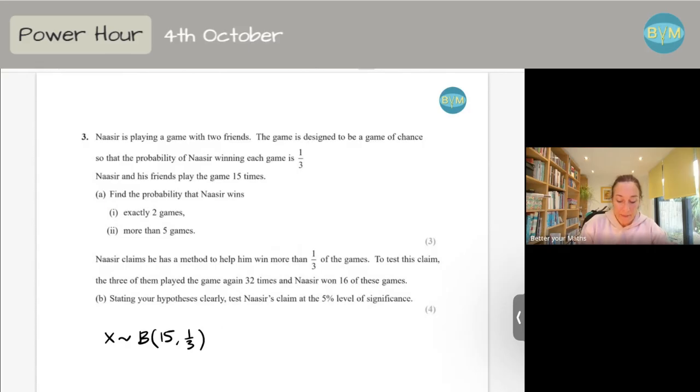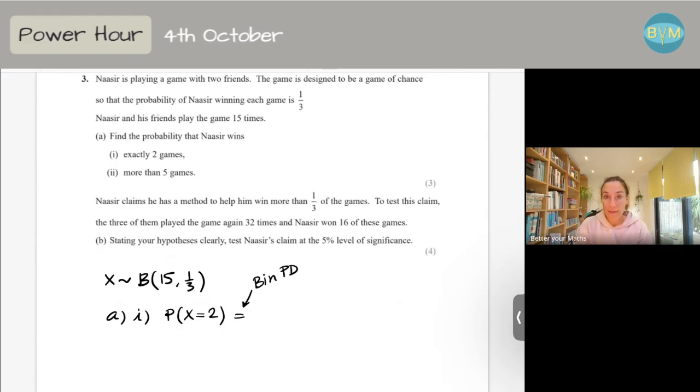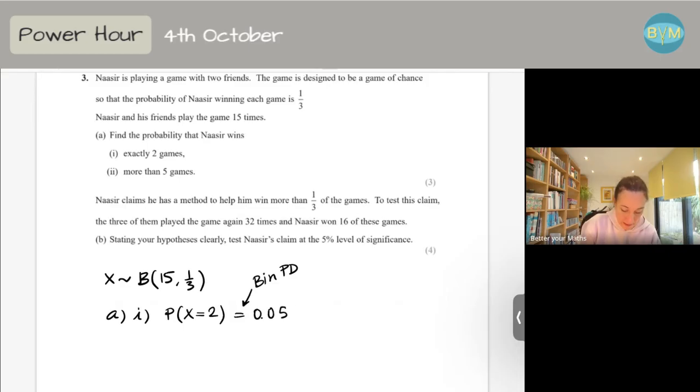Then they are asking us the probability that he wins exactly 2 games. So we want to know what is the probability that x is equal to 2. Remember, calculator binomial PD. When I have equal, it is binomial PD, probability distribution. So you just go to your calculator, to your probabilities, distributions, binomial PD, x is 2, n is 15, and p is 1/3. Please don't divide and write the decimals, just type 1/3. That's completely fine. And then we get 0.0599.